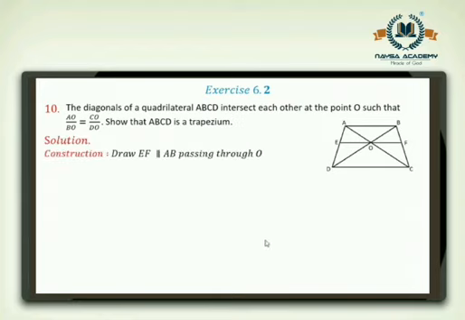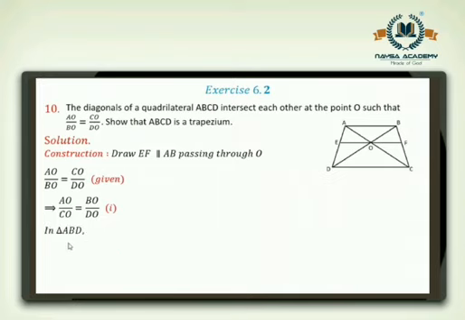So let us again do one construction. Draw EF parallel to AB passing through O. Now I will not say that EF is parallel to AB is parallel to DC, because we don't know whether AB is parallel to DC or not. That we have to prove. So what we said is that EF is parallel to AB; that we have done by construction. Now AO upon BO equals CO upon DO, this is given. So from this, as we have done in the previous problem, I can use alternando and I can say that AO upon CO equals BO upon DO.